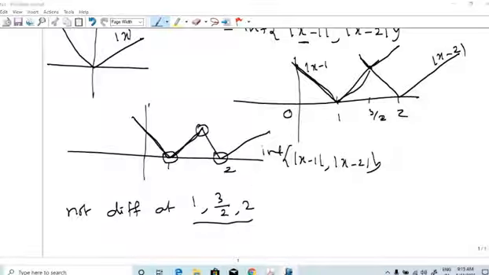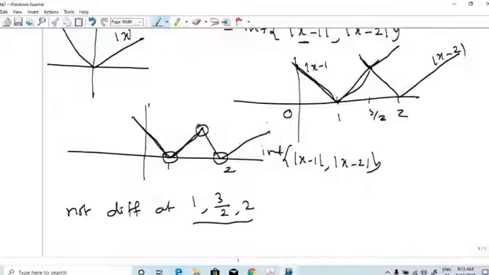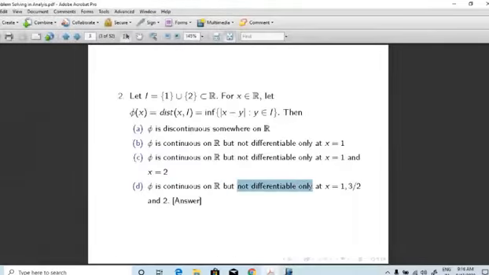Now look at the options. Look at the last option. So phi is continuous or not? Look at the function graph, the function is always continuous because there is no gap. So it's always continuous, but it's not differentiable only at 1, the midpoint 3 by 2, and 2. So this is the correct answer.